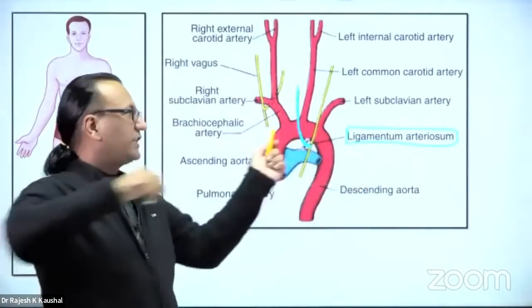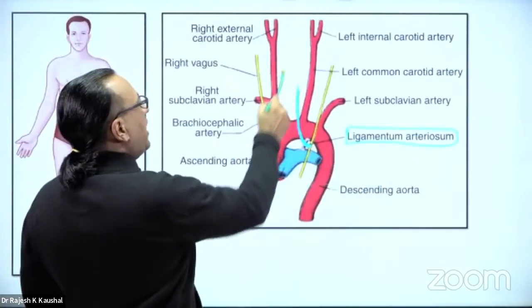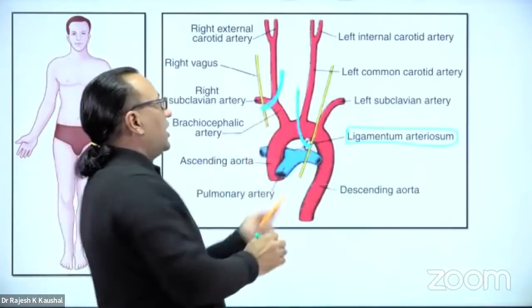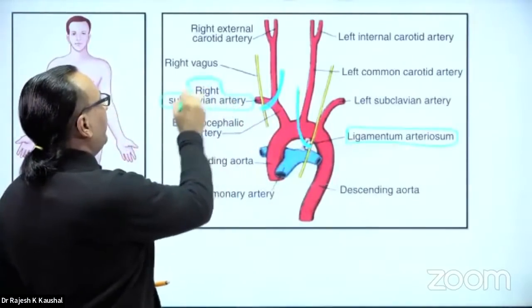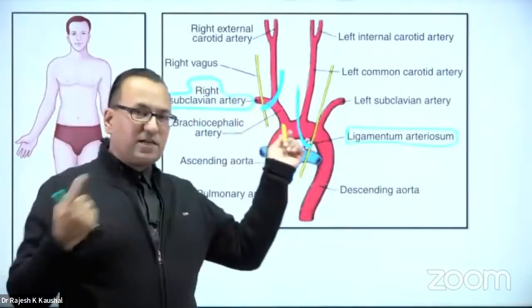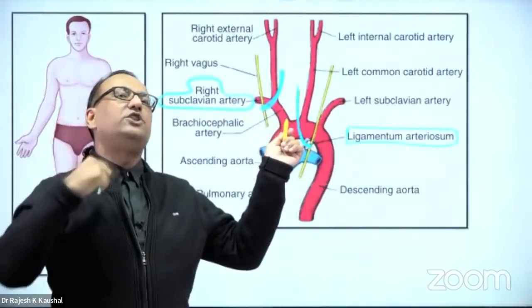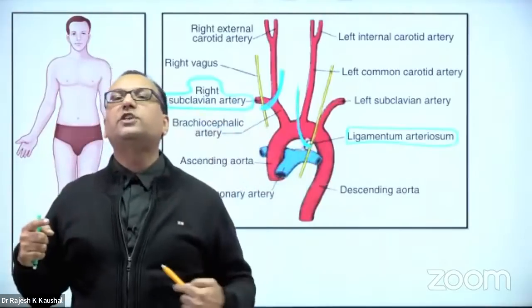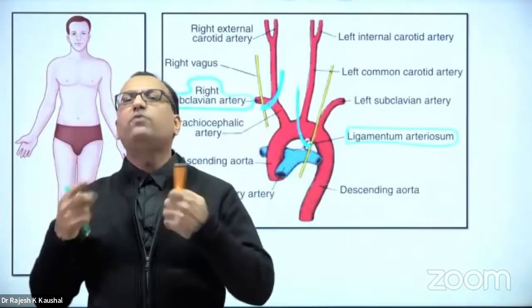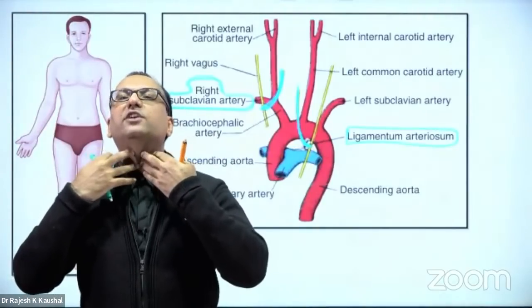Whereas on the right side, you see, it is hooking under the fourth arch artery, which is the right-sided subclavian artery. So the right nerve is going in the neck region only, shorter, whereas the left nerve is quite long, goes into the thorax, and comes back from the thorax into the neck. They have to go to the neck because they have to supply the laryngeal muscles.